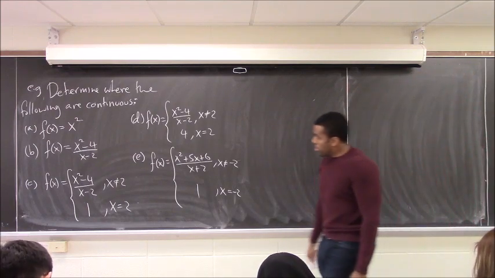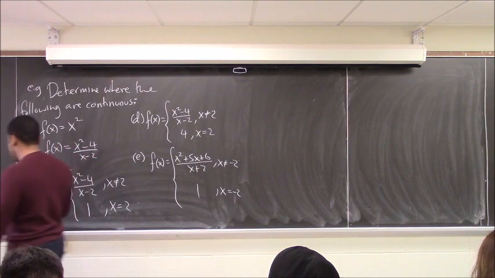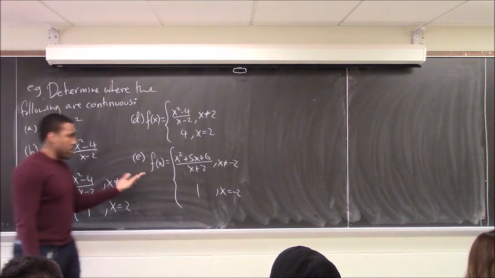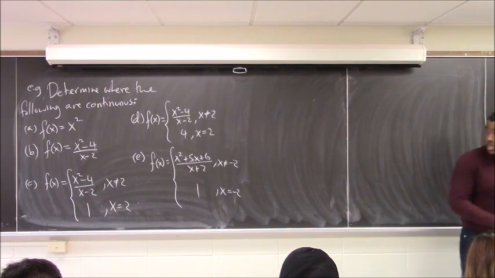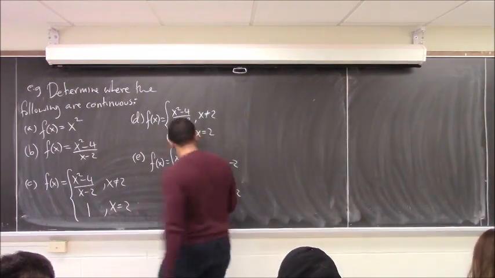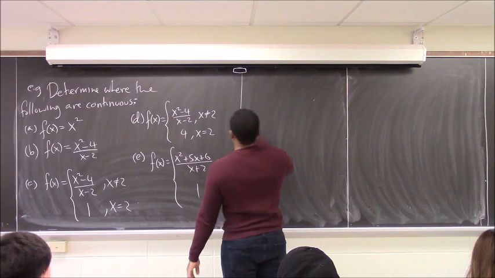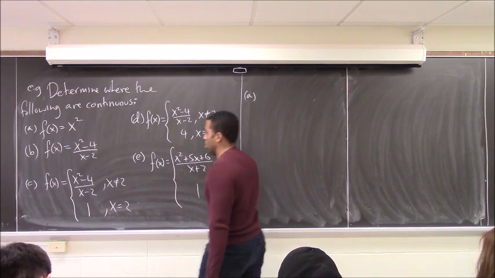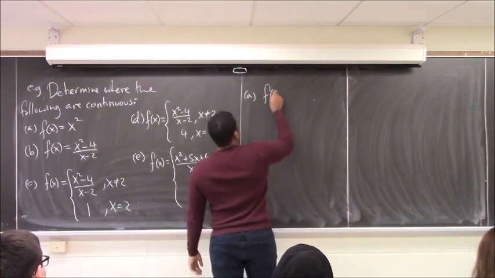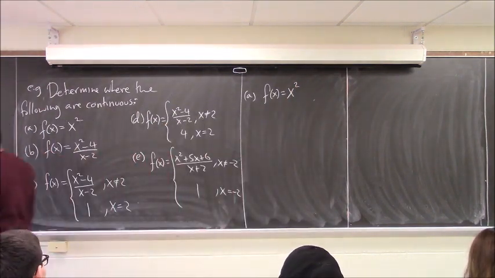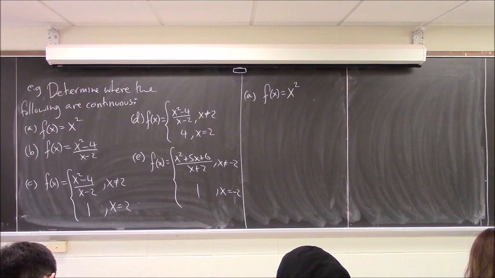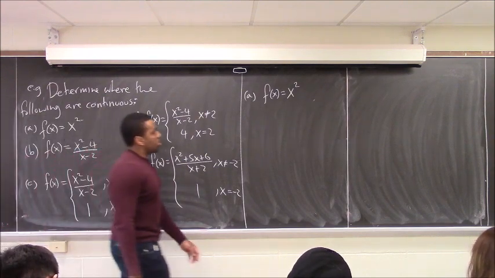So we're going to work on A through D together, and then I'll have you guys try your luck at E, and hopefully by then you can sort of see how things will fit together. So look at A, f of x equals x squared. That's just a parabola passing through the origin.